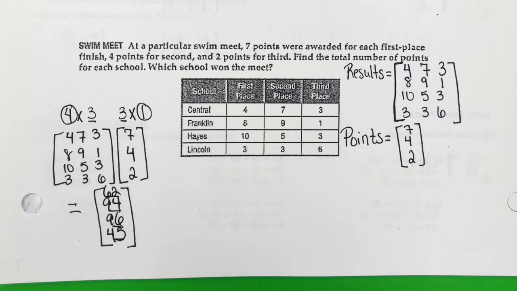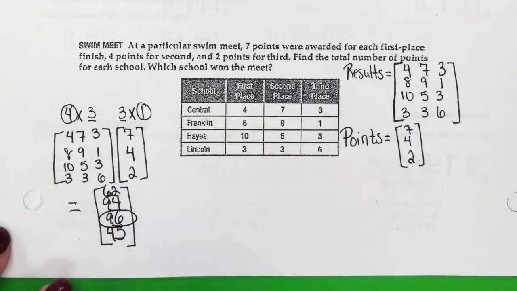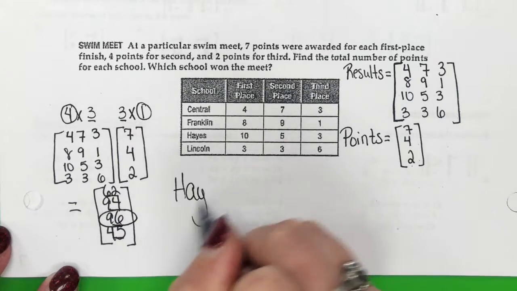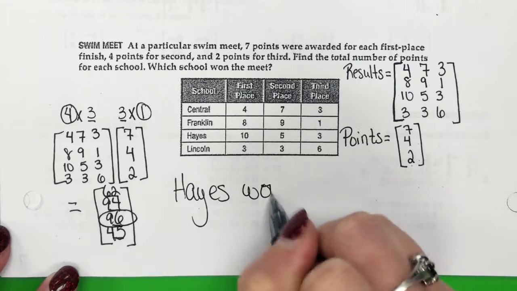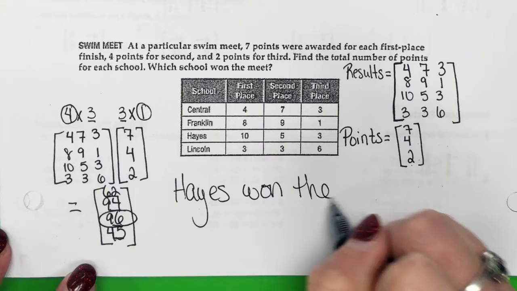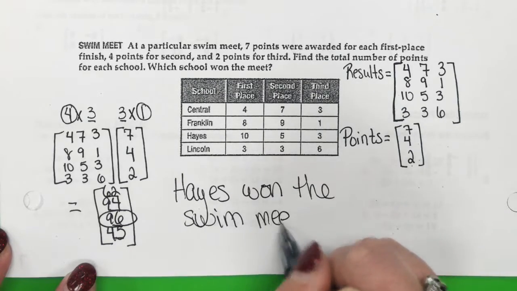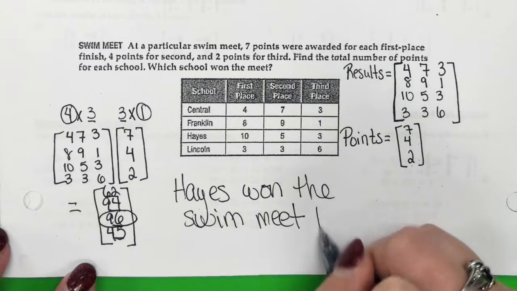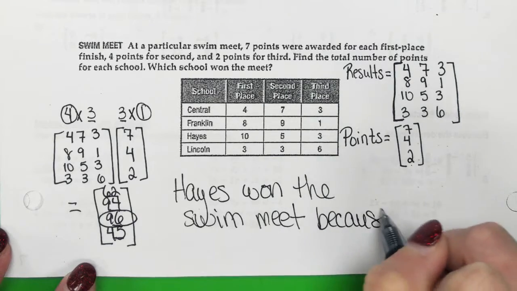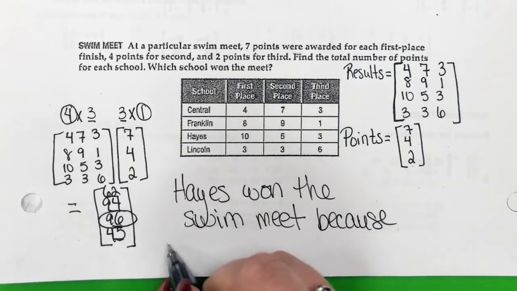So, which school won the meet? Yep. Why? Because they had 96. So let's see. We're in pre-AP. Here we go. Hayes High won the swim meet. Because why? They had the most points. There you go.